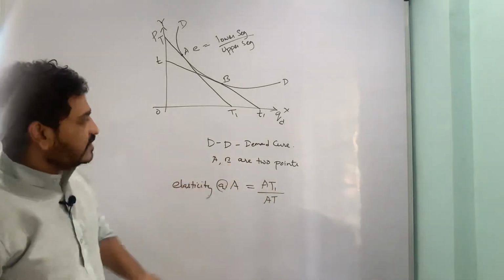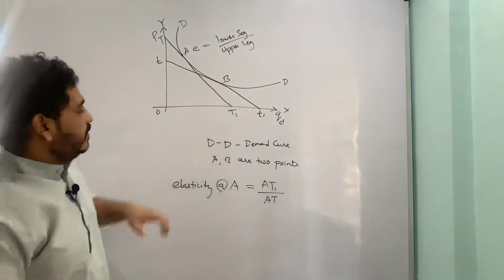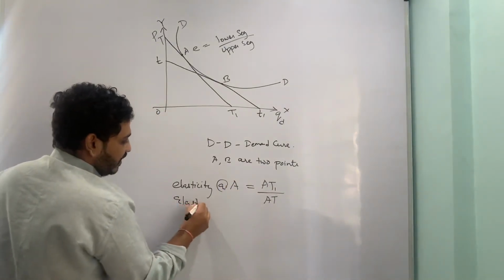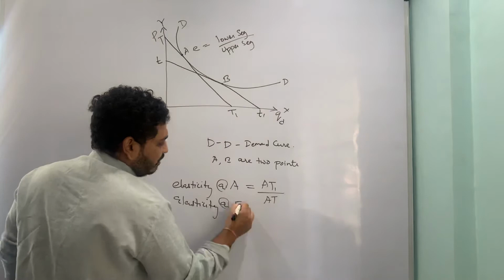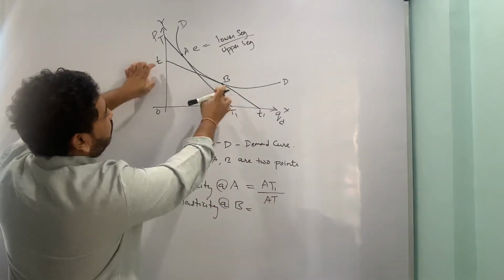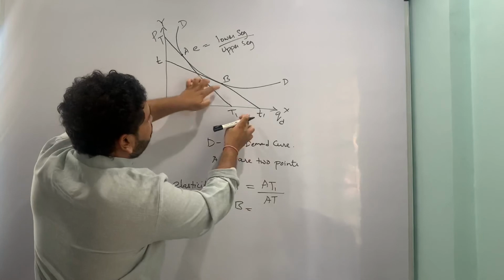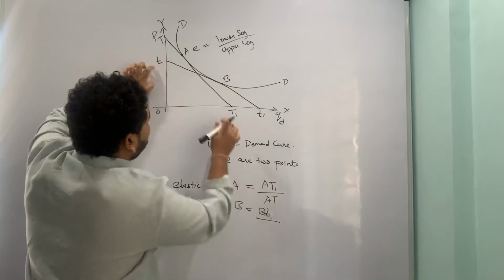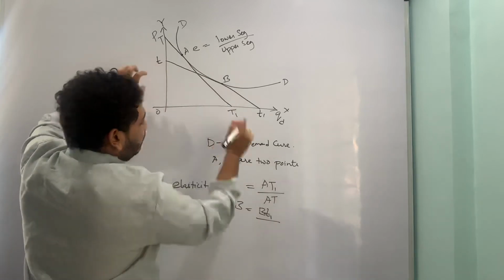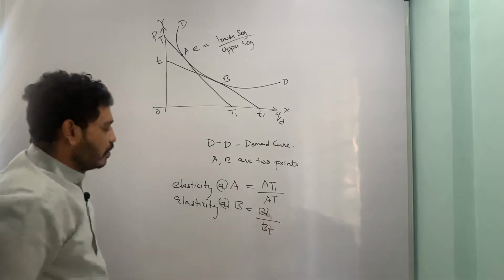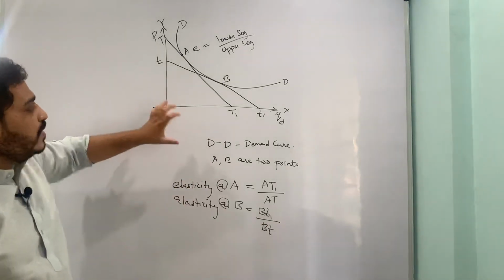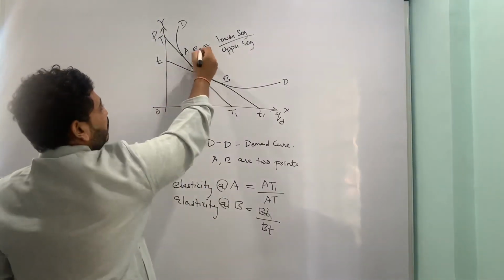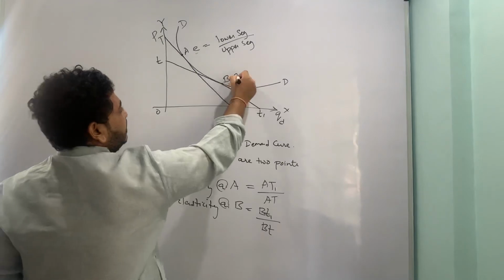Similarly, let us look at elasticity at point B. How do you calculate that? For the small t1, it is the lower distance divided by the upper distance. So the lower distance is Bt1 divided by the upper distance, which is Bt. So this is how you calculate elasticity. You can see from the graph that elasticity at this point A will always be greater as compared to elasticity at this point B.